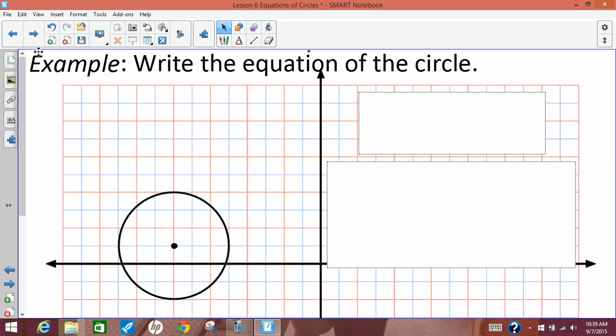So I want you to pause here. I want you to write the equation of this circle that I've drawn in the coordinate plane and use your example. Make sure you write the equation, write it every time, and then press play and check your answer.